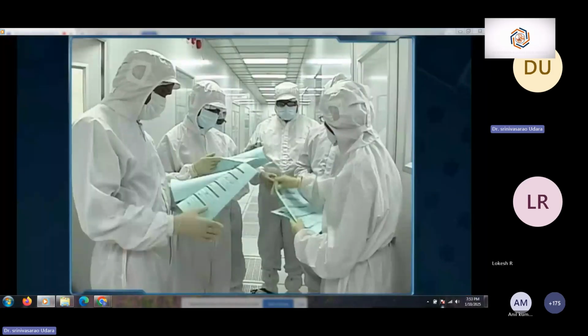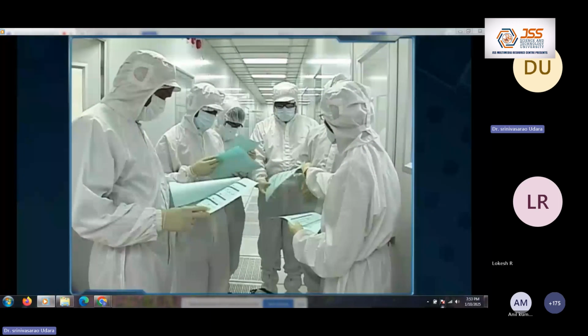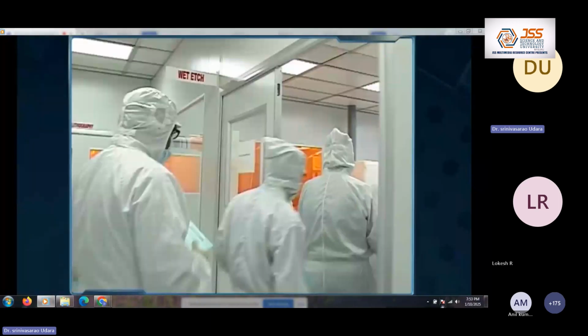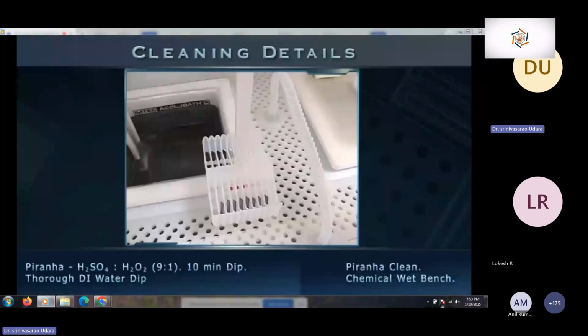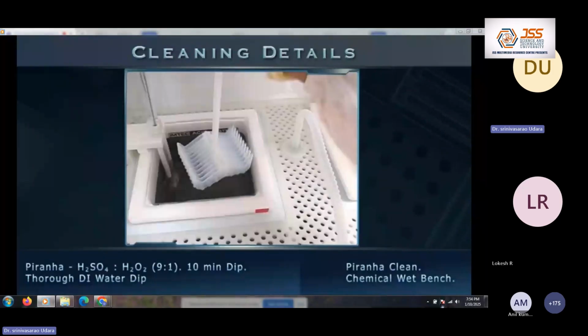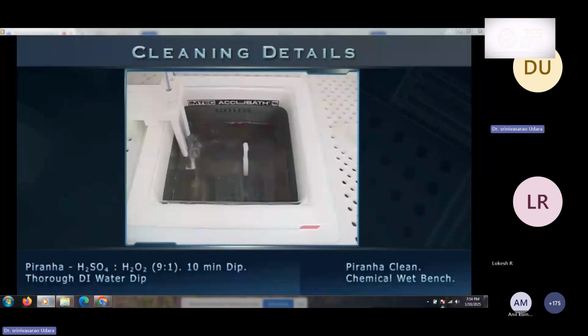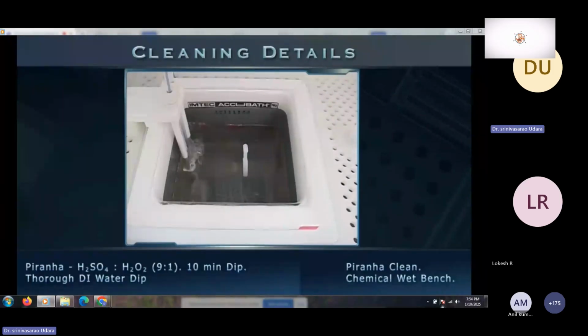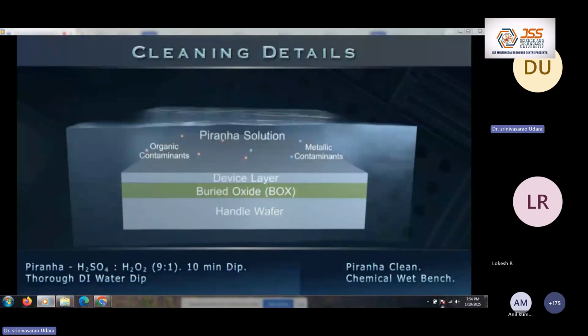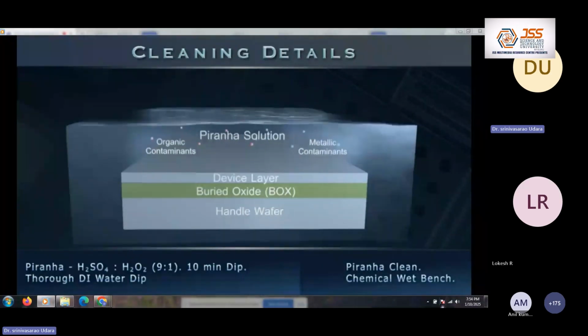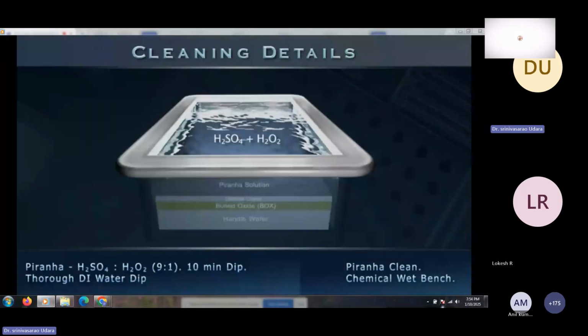We initiate MEMS cantilever fabrication by cleaning the SOI wafer. This is done in the wet etch bay. First, we place the samples in a wafer holder and dip it in the piranha bath of the wet bench. The samples are kept in the solution for 10 minutes. The piranha solution removes any organic and metallic contaminants from wafer surfaces. The solution is prepared by mixing sulfuric acid and hydrogen peroxide in a 9:1 ratio by volume.